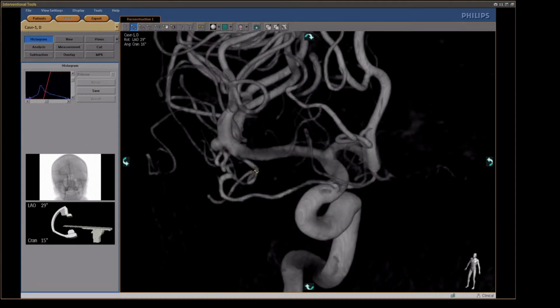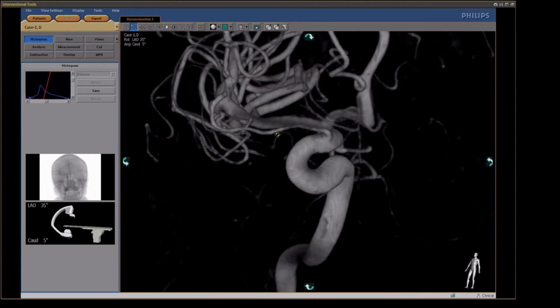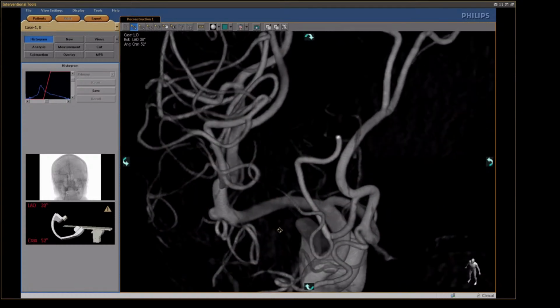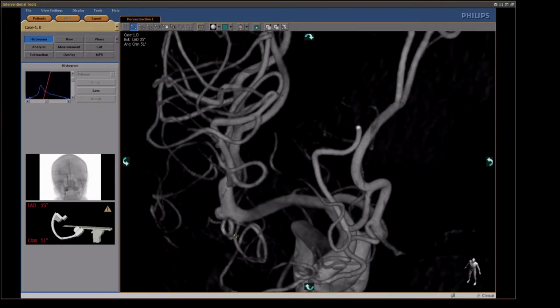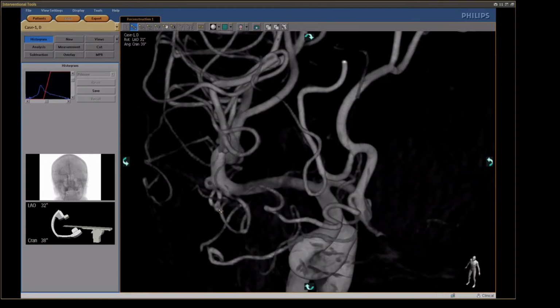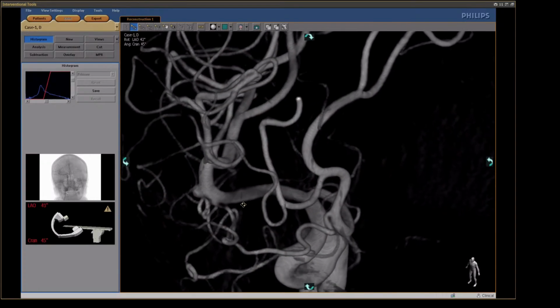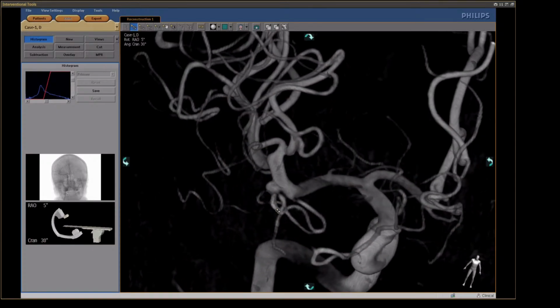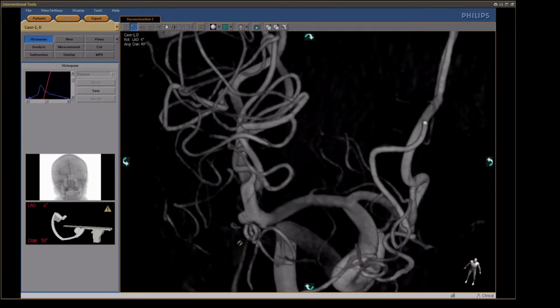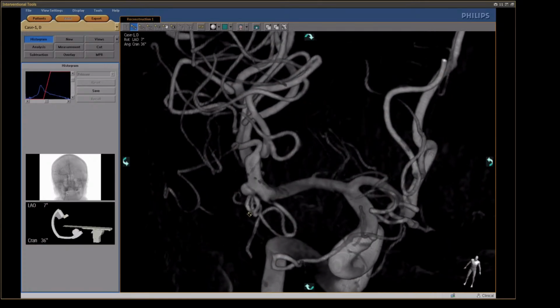Yes, it looked like the territory of this branch. The catheter was stuck at this branch, and it looks like it's bleeding. This bleeding. Let's see.